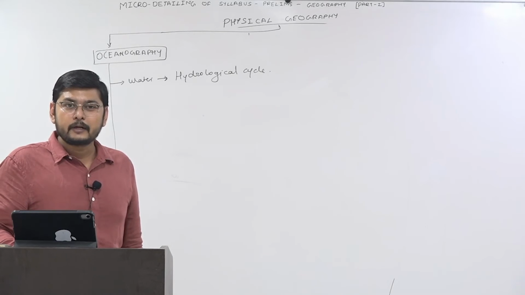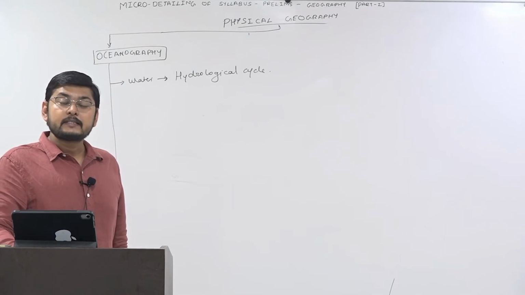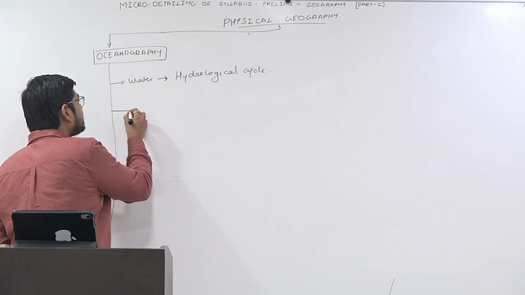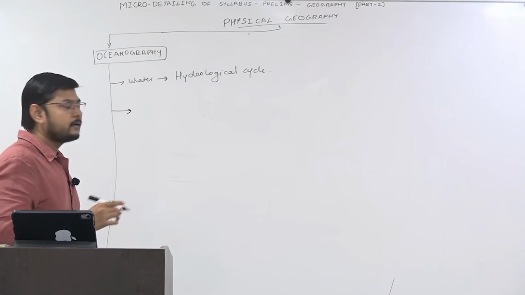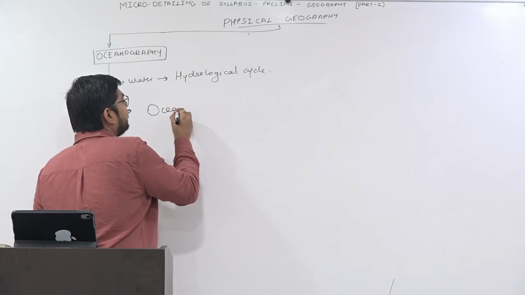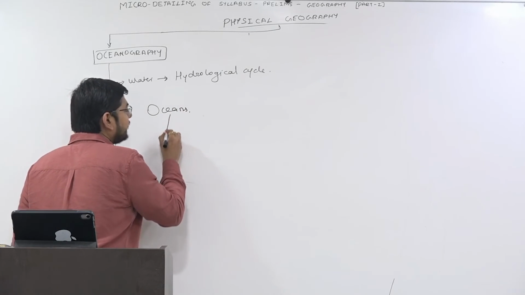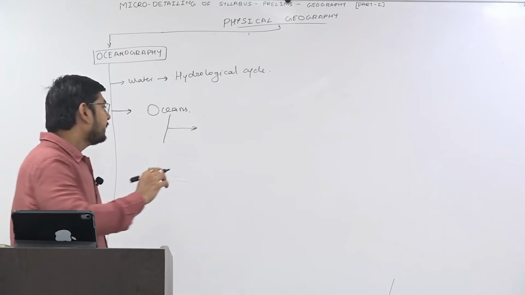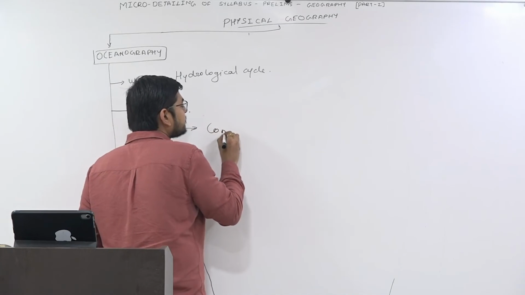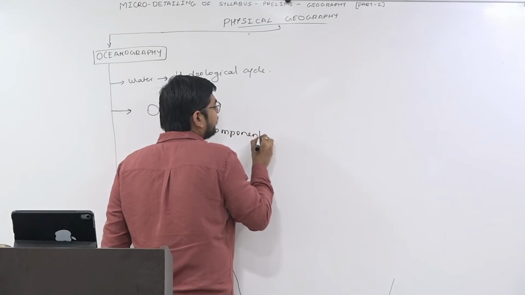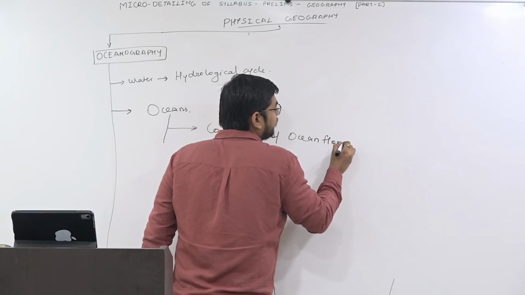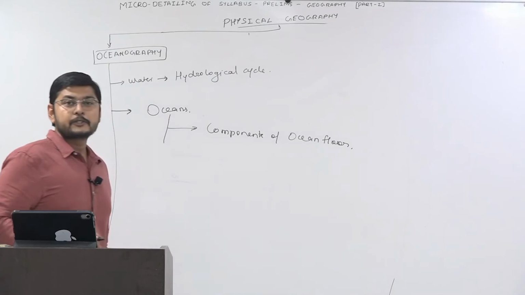What are the different components of the hydrological cycle? What is the process of the hydrological cycle? After understanding this, first we'll be looking at the oceans. We'll be going into the oceans. In the part on oceans, first, very important, we'll be looking at the different components of the ocean floor.